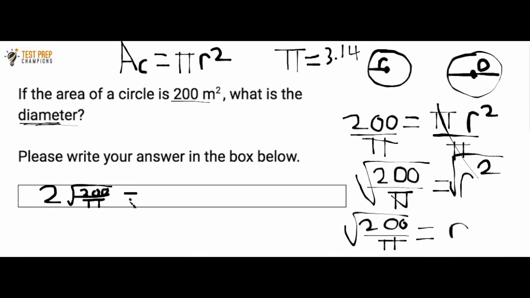So if I put this in my calculator and I do the square root of 200 divided by pi multiplied by 2, the answer you should have would be 15.96. Maybe you rounded it a little bit different. I don't really care for now. I just want you to have either gotten this, 2 times the square root of 200 divided by pi, or 15.96, or an answer very close to this if you round it a little bit differently.